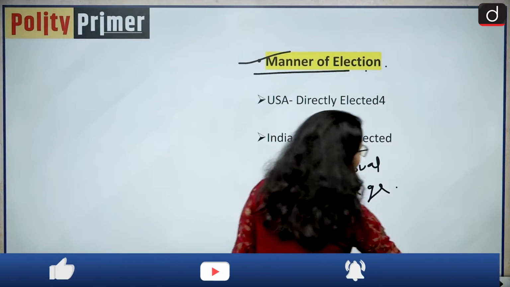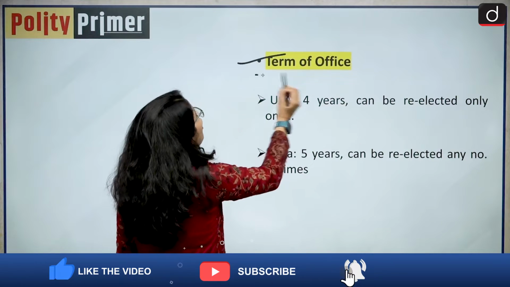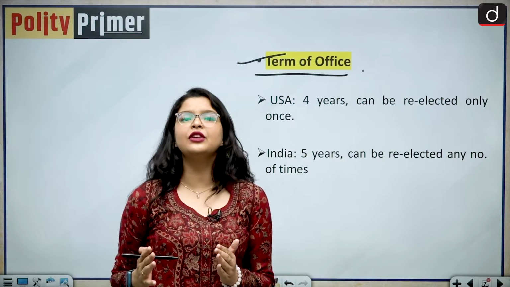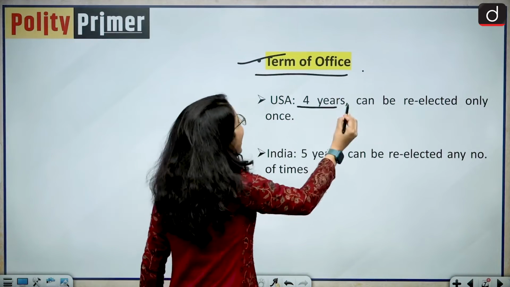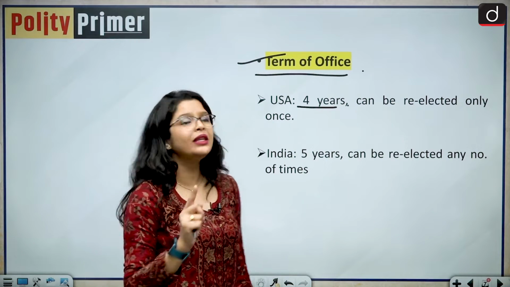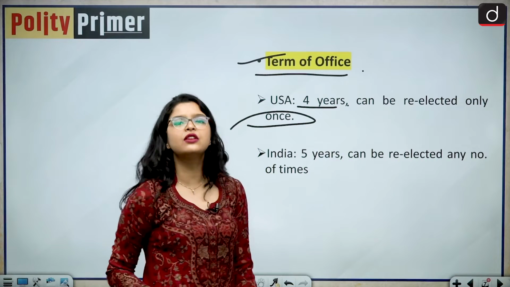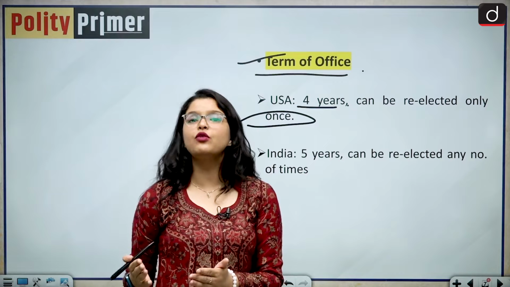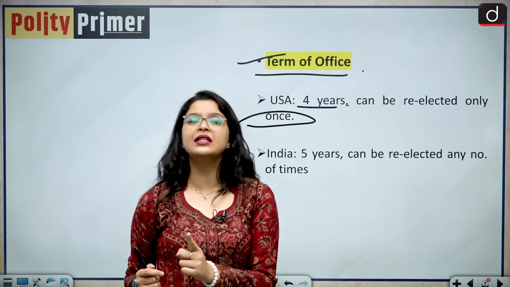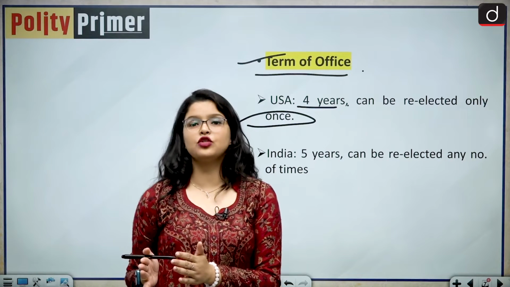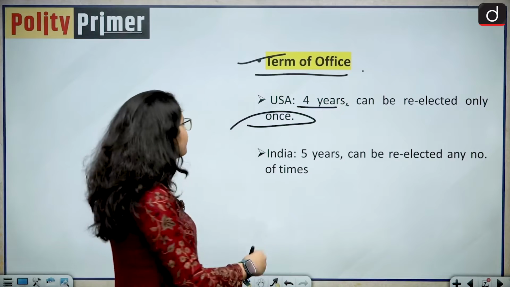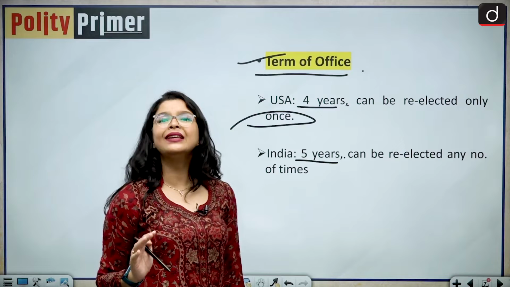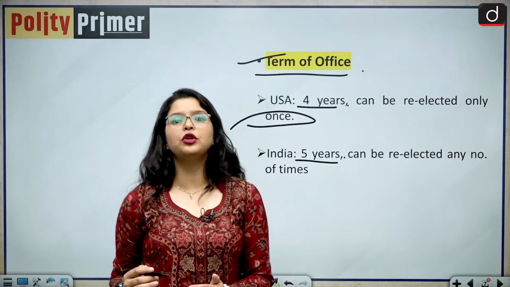Now, moving forward, there is a difference in term of office as well. In USA, the president is elected for a term of just 4 years, and he can be re-elected only once. Kindly note this point. This is a very important distinction between the USA president and the Indian president. In USA, he can be re-elected only once, and this maintains the independence of the post. But in India, the tenure is 5 years, that is 1 year more than the US president's tenure, and the president can be re-elected any number of times.